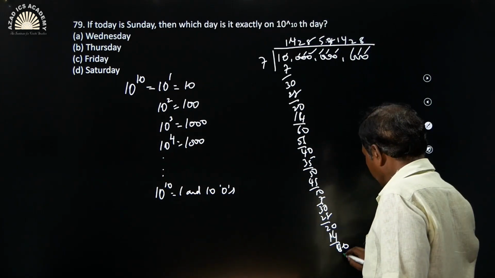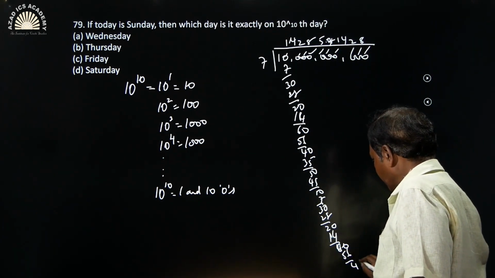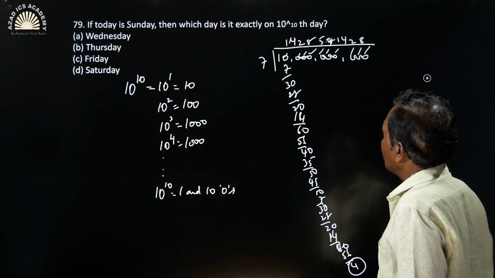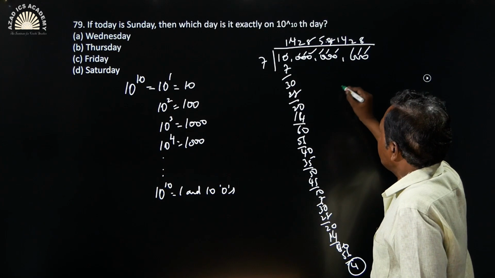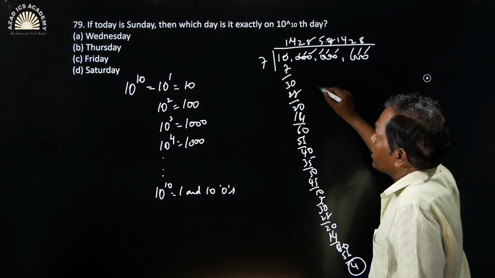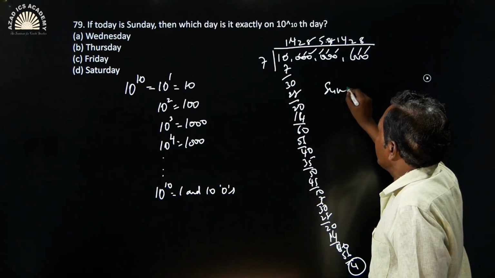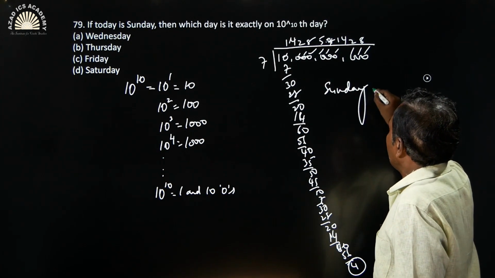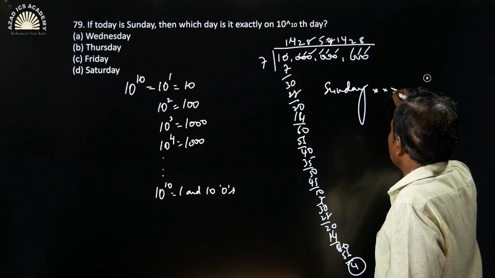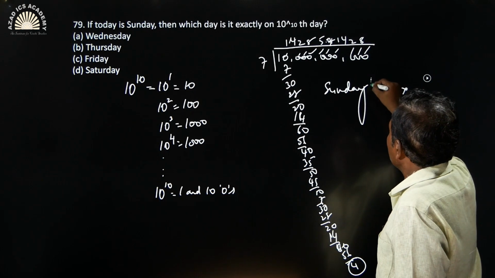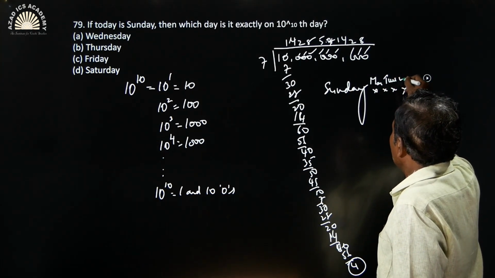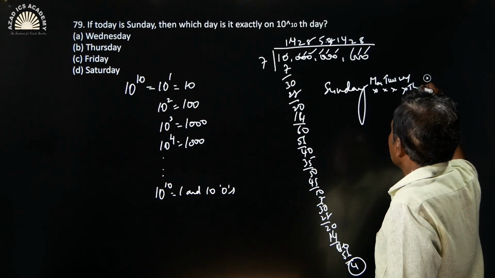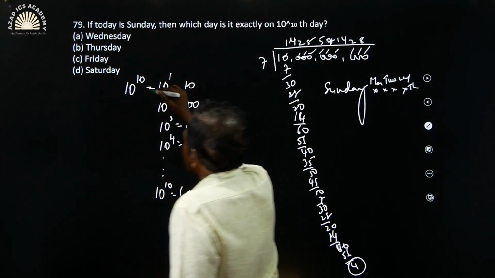7 8s are 56. There are 4 odd days. This is 4 odd days. 4 odd days concept is what? Like Sunday is there. Today is Sunday. After Sunday, 1 2 3 4. 4 odd days. Monday, Tuesday, Wednesday, Thursday. Thursday is the answer.